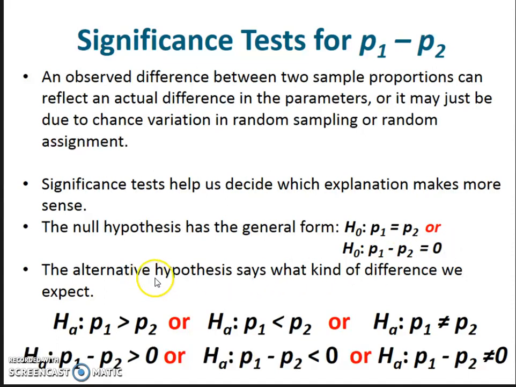The alternative hypothesis says what kind of difference we expect. If we expect the first proportion to be greater than the second proportion, the difference would be greater than 0. If we expect the first proportion to be less than the second proportion, we would get a difference of less than 0, right? A big number being subtracted from a smaller number leads us to a negative number. Or we can just say that there is a difference, meaning that when you subtract it, it's not 0. I don't have a preference which way you write your hypotheses. Just realize that it can be either or.